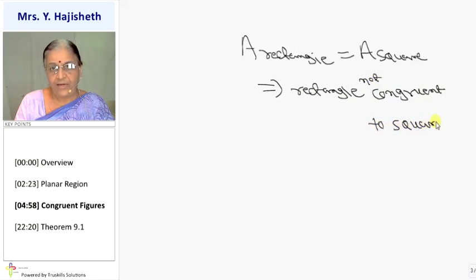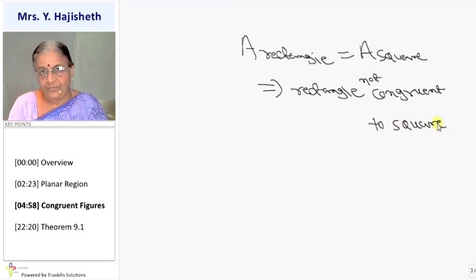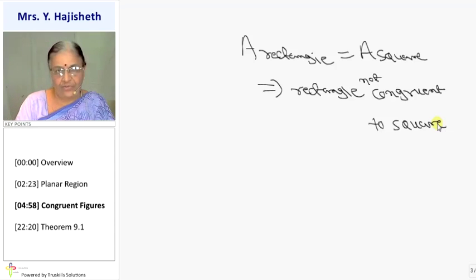Here both figures are different. They do not have the same shape. Their areas are equal, so they are not congruent, okay? Also, if a planar region formed by T is made up of two non-overlapping planar regions formed by figures P and Q, then the area of T is equal to the area of P plus the area of Q.